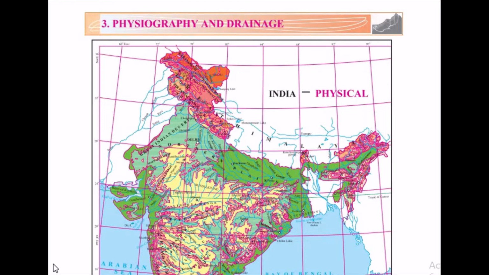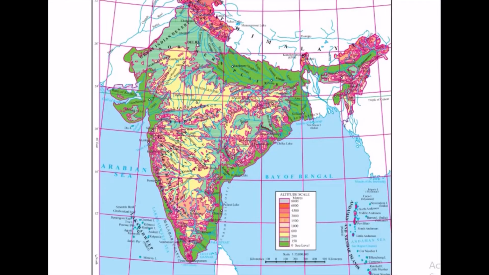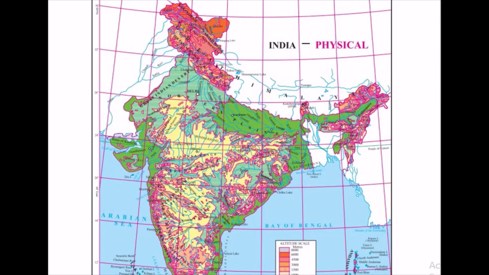Now my dear students, observe this map. I request you to observe this map. What do you see over there? At the top towards the north and down as it goes towards the south and towards the west, we find some lines moving here and there. It is nothing but the drainage.